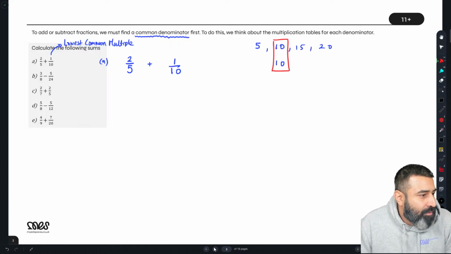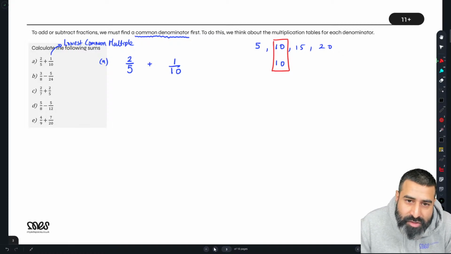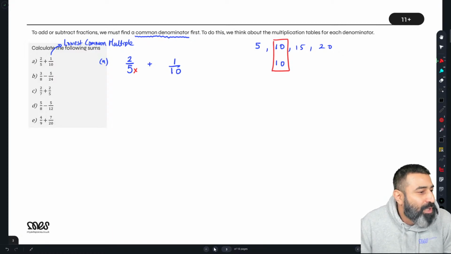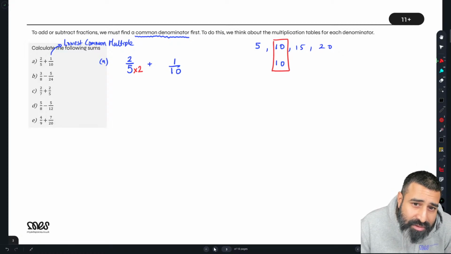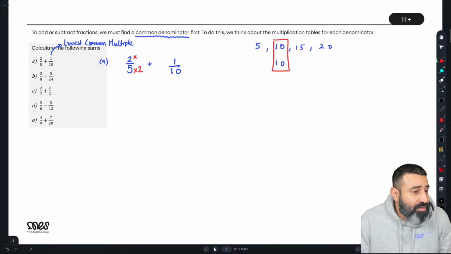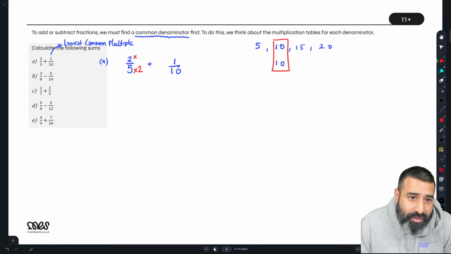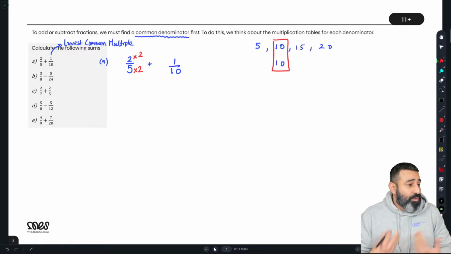Excellent. Good stuff. So what can we do to this number to get it as a 10? You have to times the fraction. Okay, good. So what do we multiply this by to get it as a 10? Yeah, if we times this by 2, that becomes a 10. Whatever we do to the bottom, we have to do to the top as well. So we times the bottom by 2, we have to multiply the top by 2 as well.